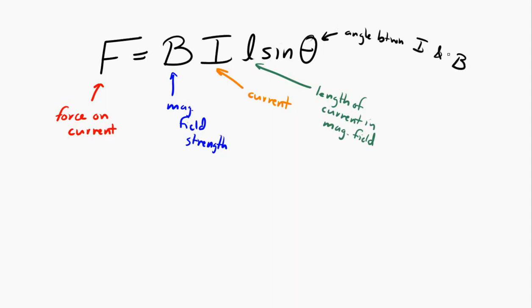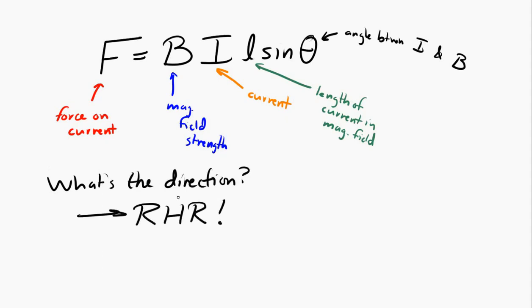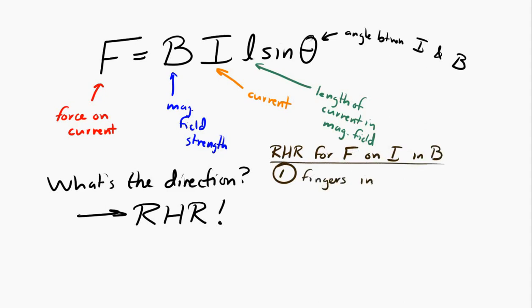All right. So the next question would be, what's the direction of the force? Well, we've got a right-hand rule for that. Of course we do. And it's the same right-hand rule as for the force on a charge moving in a magnetic field. The only difference is that instead of pointing your fingers in the direction of the velocity of a charge, you point your fingers in the direction of the current.